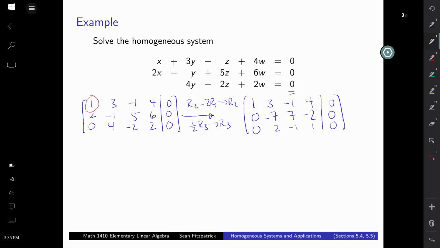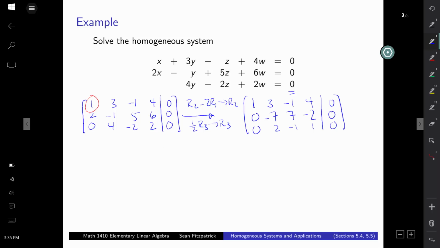Okay, what's the next step? The next step is to get a leading 1 in the second column. How are we going to do it? We've got some choices here. We've got a few options to consider. Okay, how do we want to do it? Here's one option. I could divide the third row by 2 and move it up into the second row.